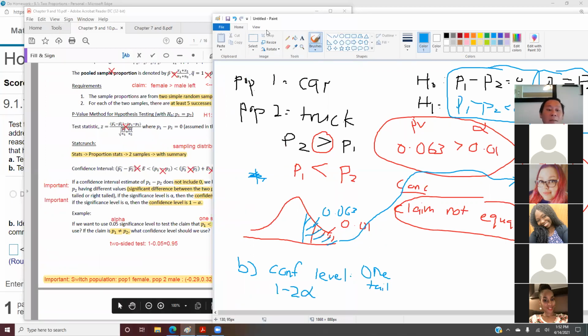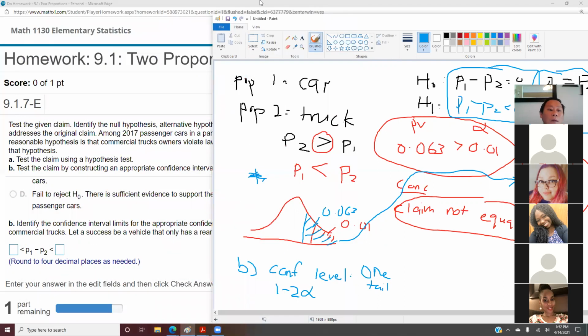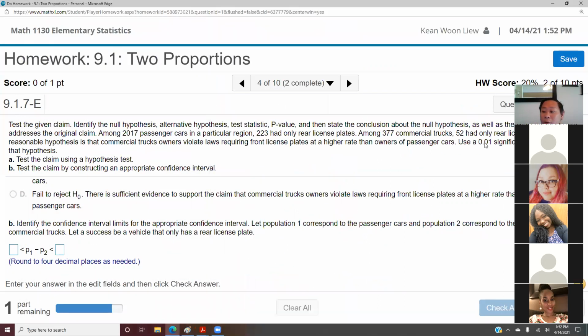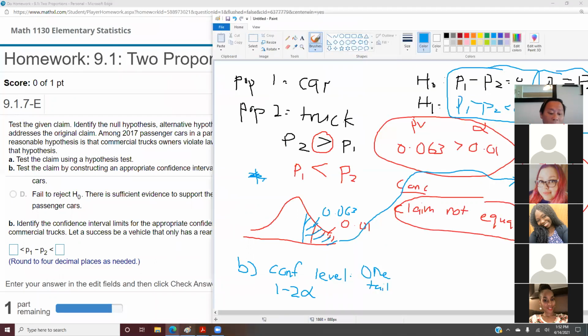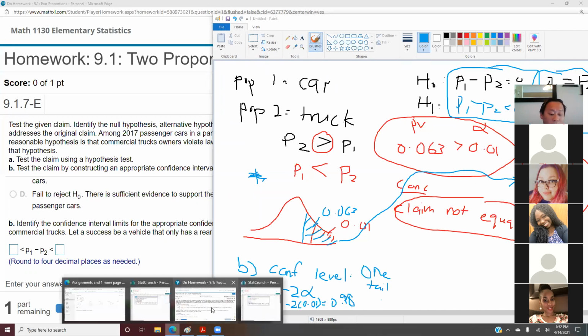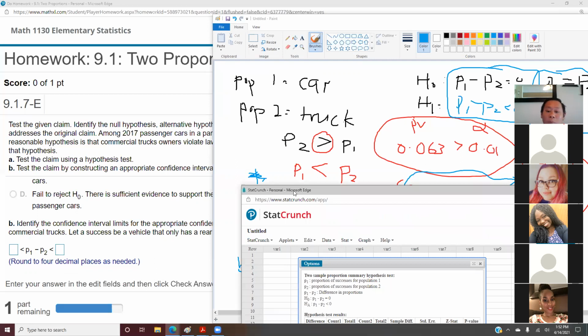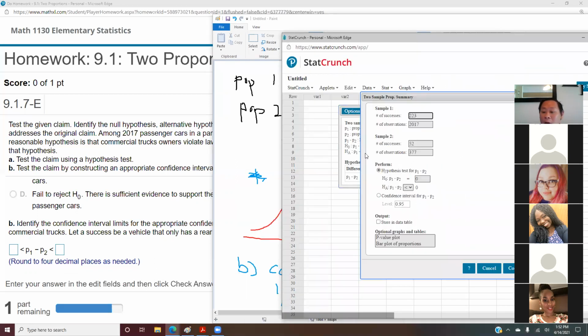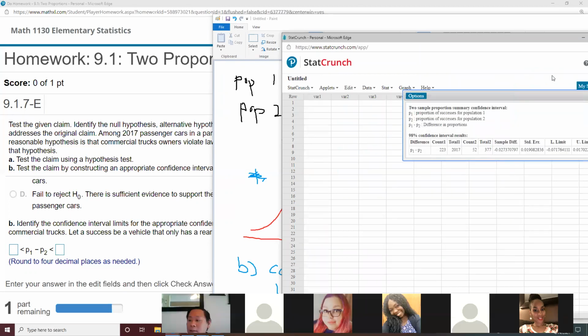And what is alpha in this case? 0.01. So in this case, it is 1 minus 2 times 0.01, which is 0.98. So this is the confidence level you need to use. What you do here is go to your StatCrunch, go to the option, edit it. Now you just need to, same thing, move it to the confidence interval and change it to 98. And this is your answer here.